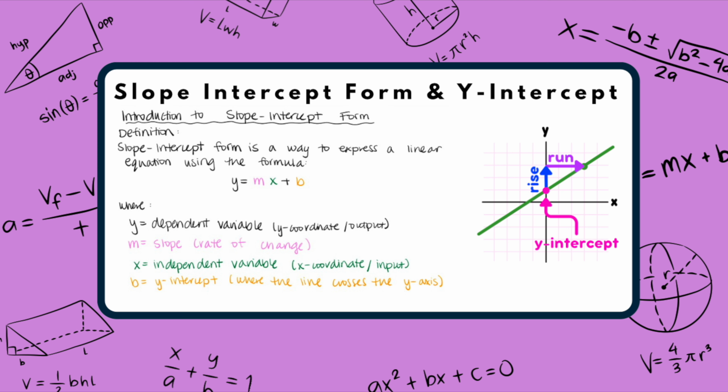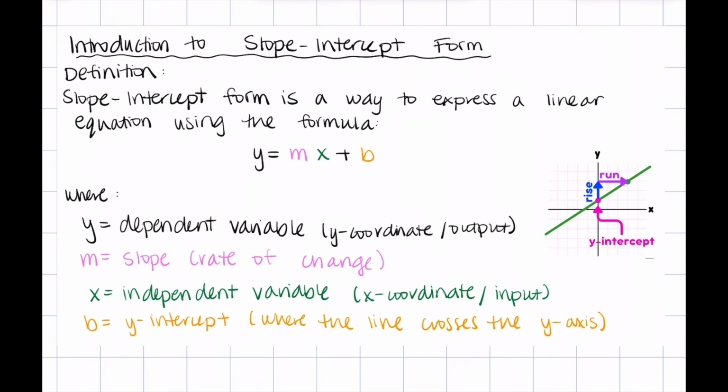And now that we've gone through our lesson objectives, let's just review the introduction to slope-intercept form. So slope-intercept form is a way to express a linear equation. It is y equals mx plus b, where y is our dependent variable, m is our slope, x is our independent variable, and b is our y-intercept. The two important things we need here, the two key components, are your slope and y-intercept. Once you know that, you can graph your point.